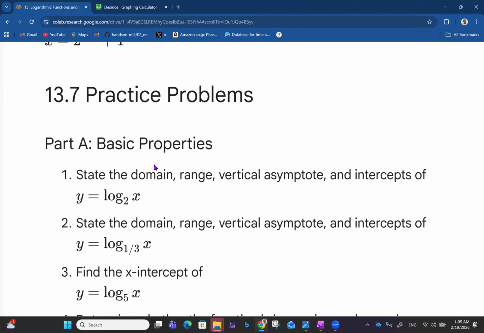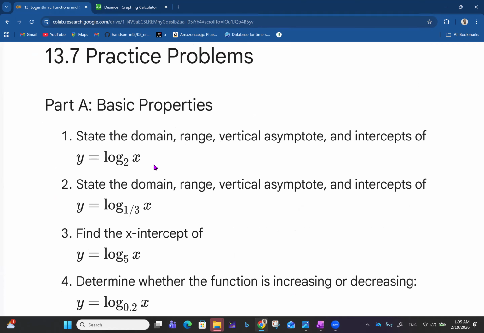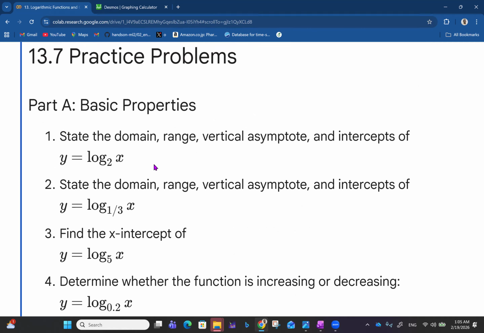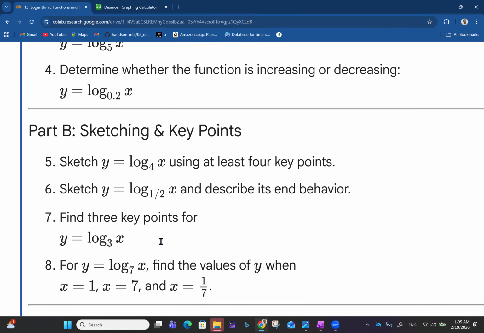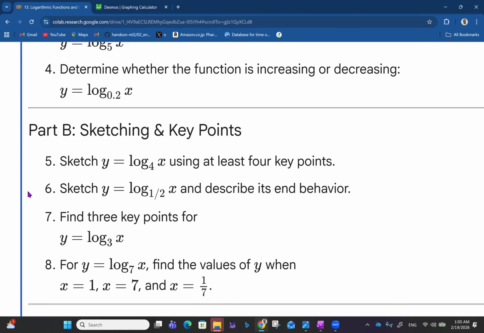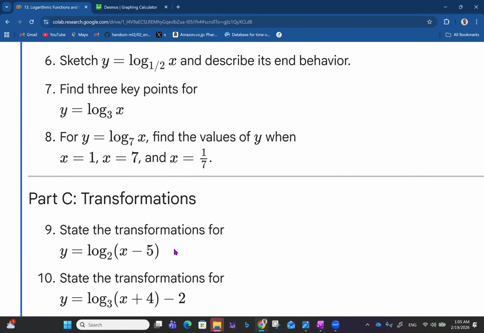Finally, we have the practice problems. So we have different segments. Basic properties: state the domain, range, vertical asymptote, and intercept of y equals log x to base 2. I mean, we know all these ones. So then sketching and key points. You want to sketch this. I mean, we can easily plot them, like we've seen some examples of that.